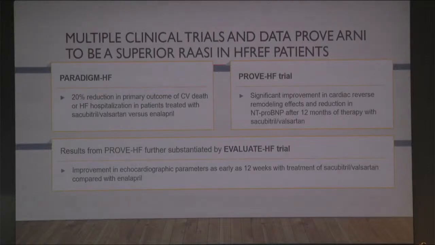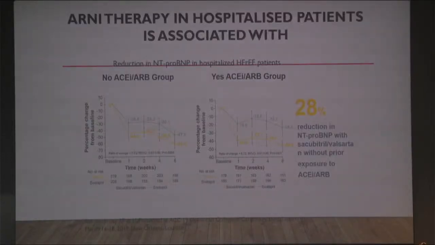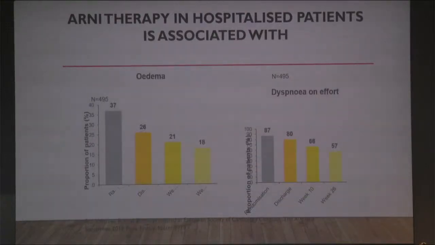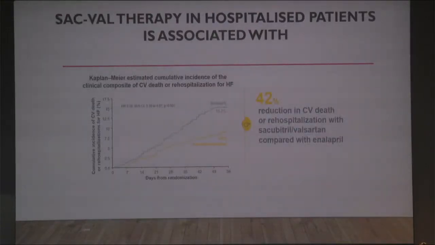There are multiple clinical trials which have shown that ARNI is a far superior RAS inhibitor in heart failure with reduced ejection fraction patients: the PARADIGM-HF trial, the TRUE-HF trial, as well as the EVALUATE-HF trial. They have shown that sacubitril valsartan not only improves NT-proBNP by at least 28% in comparison to ACE inhibitor or ARB, it changes NYHA class favorably by 26% when compared with enalapril. There are decreased edema and dyspnea on effort, and there is a 42% reduction in CV death or rehospitalization with ARNI in comparison to enalapril.